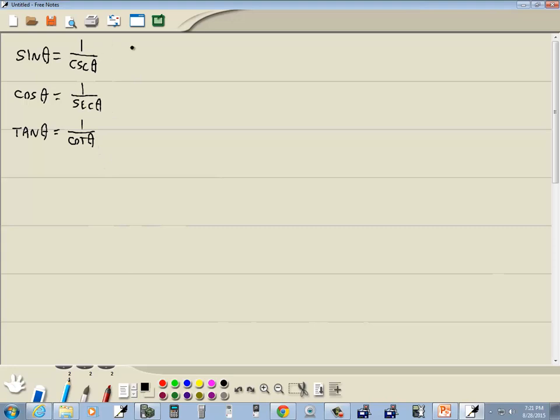Now, going along with this first one, cosecant theta is equal to 1 over sine theta. And secant theta is equal to 1 over cosine theta. And cotangent theta is equal to 1 over tangent theta.